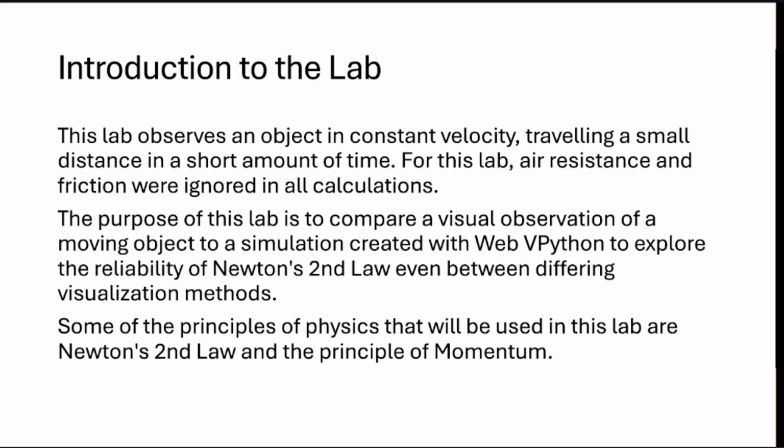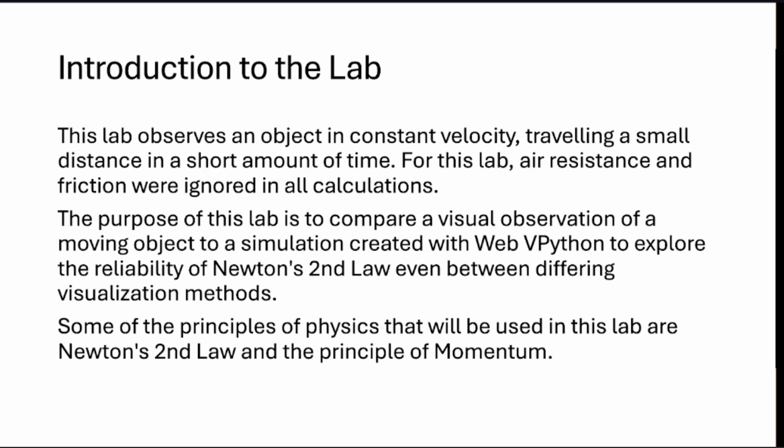Introduction to the lab. This lab observes an object in constant velocity traveling a small distance in a short amount of time. For this lab, air resistance and friction were ignored in all calculations. The purpose of this lab is to compare a visual observation of a moving object to a simulation created with VPython to explore the reliability of Newton's second law, even between differing visualization methods.